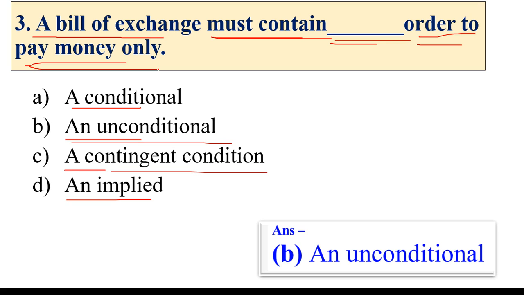All the negotiable instruments, whether it is a promissory note, a bill of exchange, or a check, all these instruments contain an unconditional order to pay the money. Okay, a negotiable instrument does not contain any condition. So unconditional order is the correct answer.